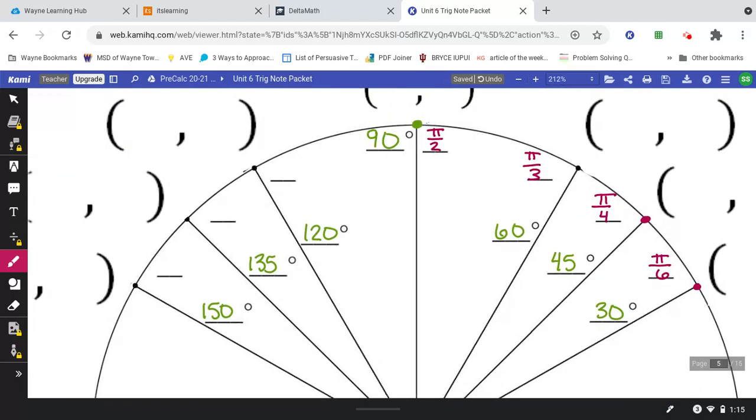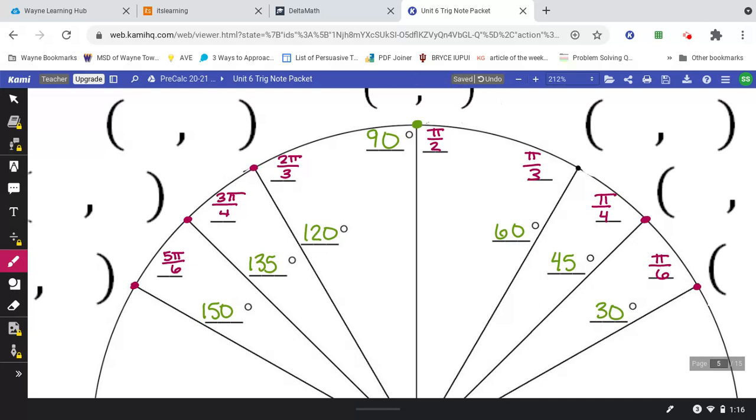120 degrees, 2 pi over 3. Again, that symbolizes that right there. 135 degrees is 3 pi over 4. That point right there. 150 degrees, 5 pi over 6. That point right there. So you kind of got to be careful.